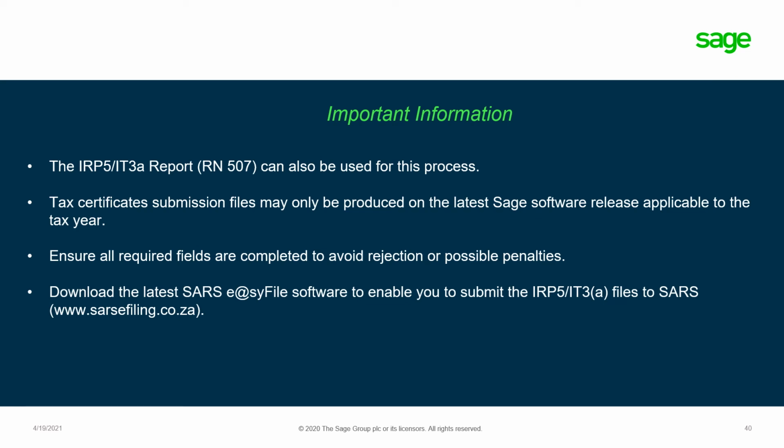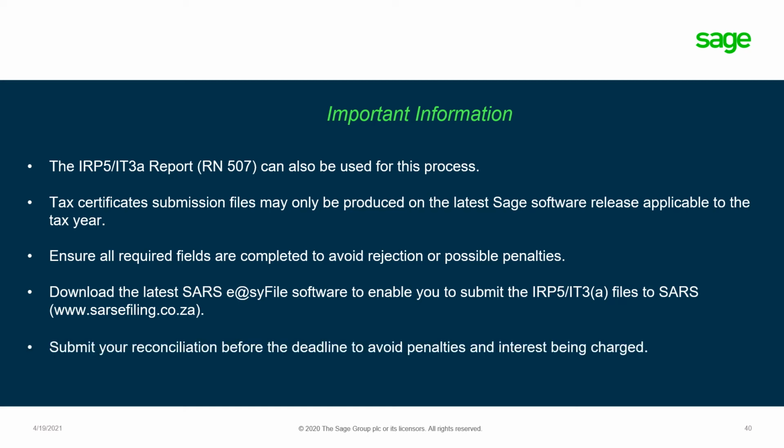Download the latest SARS SBCPP software to enable you to submit your IRP5 IT3A file to SARS. Submit your reconciliation before the deadline to avoid penalties and interest being charged. The deadline is 31 May 2021.